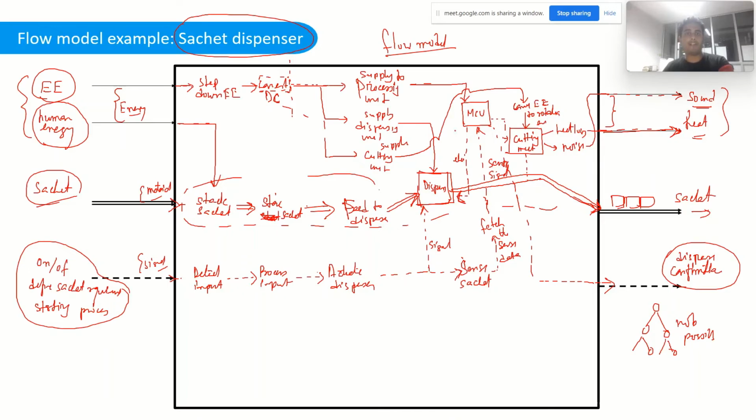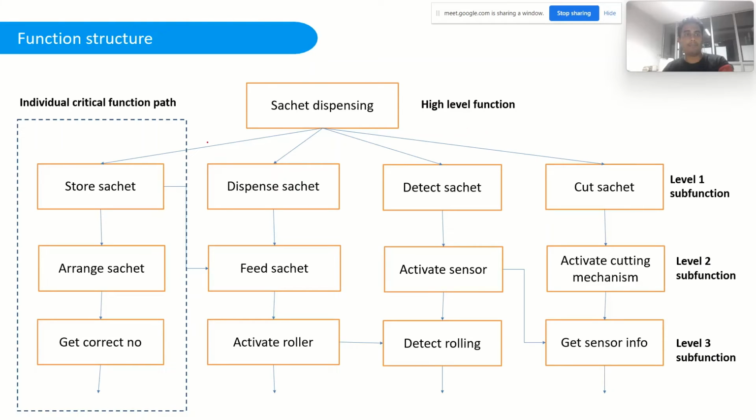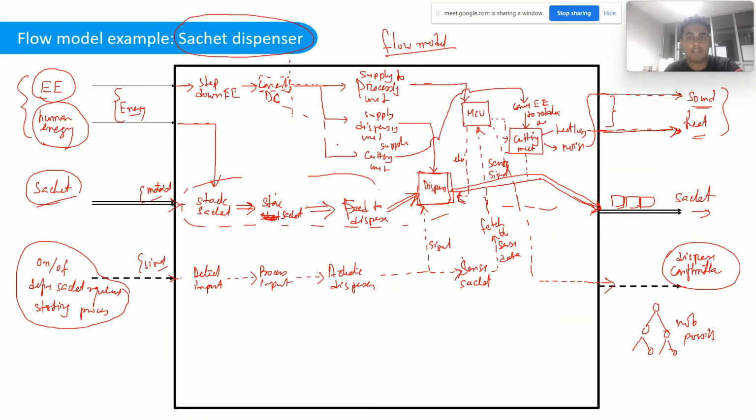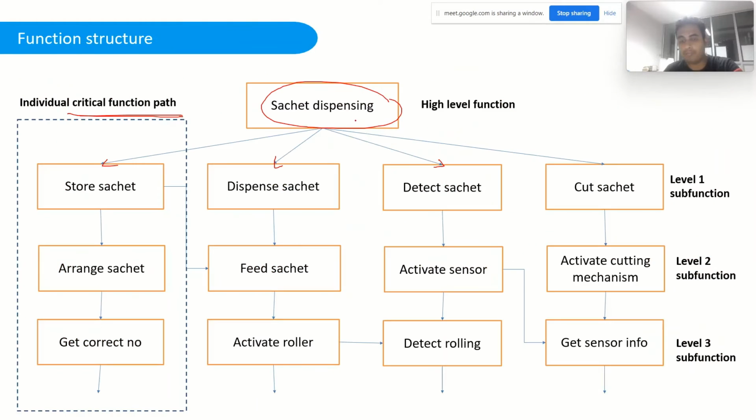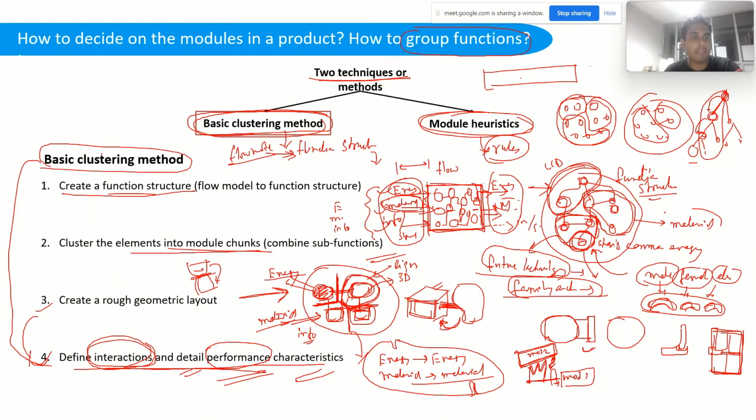After the functional flow model, we end up having something like this: a sachet dispenser having four critical function paths. One is storing sachets, then arranging sachets, get correct number, then dispensing sachet, feed sachet, activate roller. These are the four parallel critical function paths that we end up creating after coming up with this particular flow model. So this is what is required as step 1 in the basic clustering method.